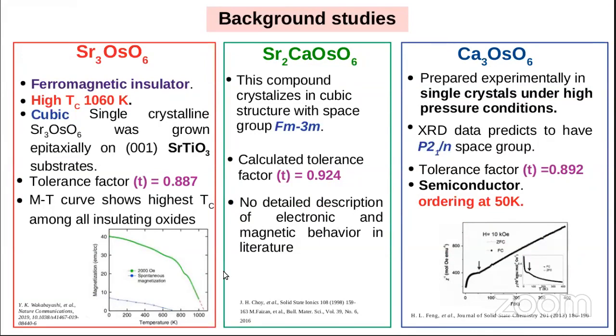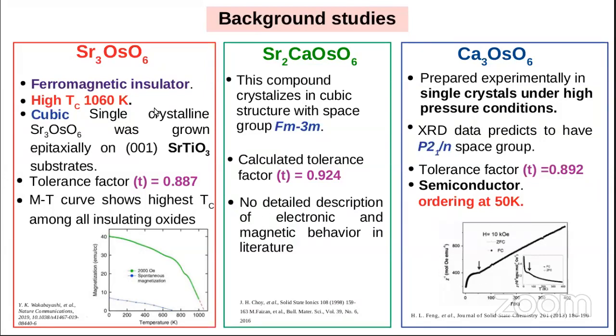Here are the background studies. For Sr2CrOsO6, it is a ferromagnetic insulator with a high TC of 1060 K. The structure is cubic and it is epitaxially grown on an SrTiO3 substrate. The tolerance factor is 0.887. For Sr2FeOsO6, this compound has space group Fm-3m, that is cubic. Its tolerance factor is 0.924 and no description of its electronic and magnetic behavior is present yet. For Ca2FeOsO6, it is prepared as single crystals under high pressure conditions. XRD data shows that it has a monoclinic structure. Its tolerance factor is 0.89 and its semiconductor ordering temperature is 50 K.